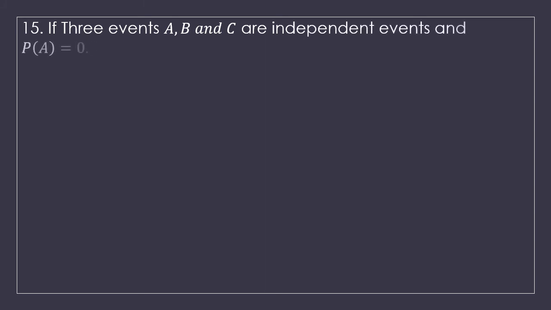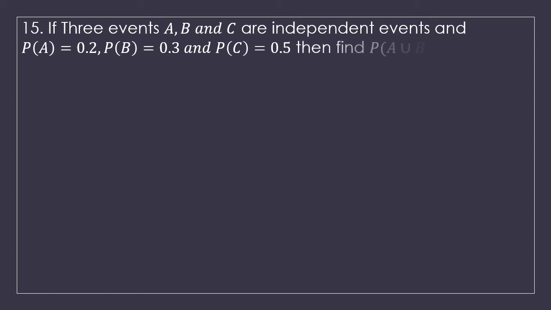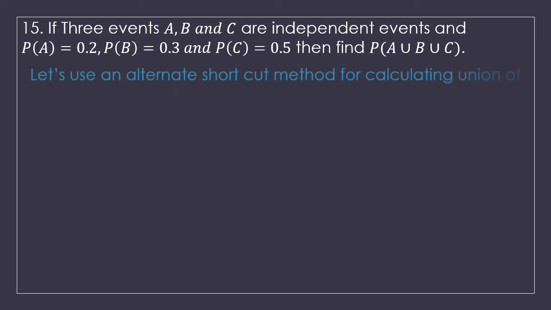Last question of the exercise and this tutorial. If three events A, B and C are independent events and P(A) is 0.2, P(B) is 0.3 and P(C) is 0.5, then find P(A union B union C). Now if you are thinking that you have to again use the grand formula, then you have good news. Let's use an alternate shortcut method for calculating the union of these independent events.